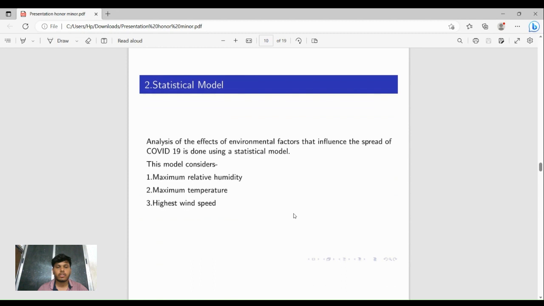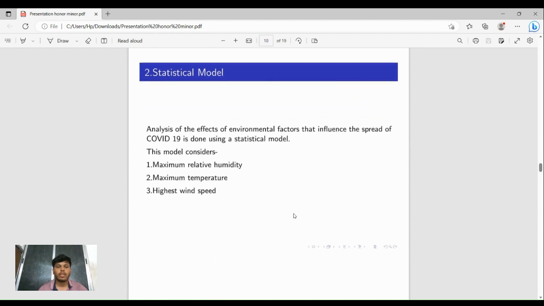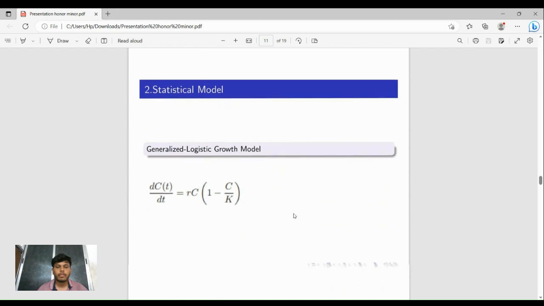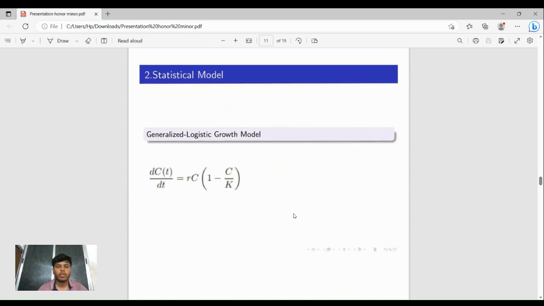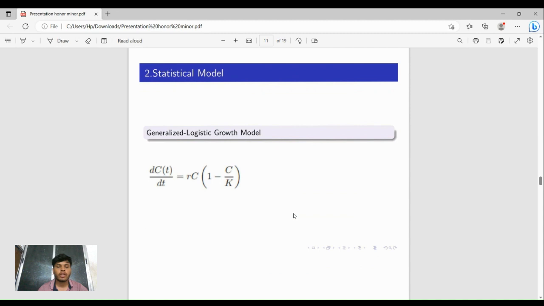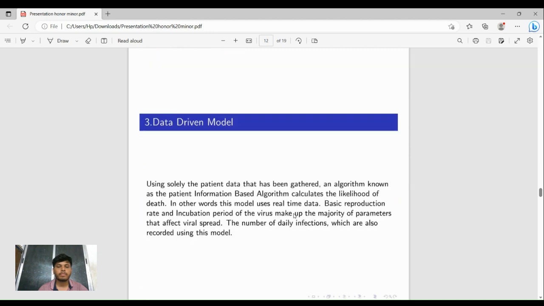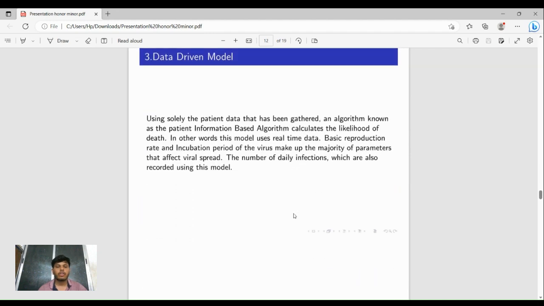Second, statistical models. Analysis of the effects of environmental factors that influence the spread of COVID-19 is done using a statistical model. This model considers maximum relative humidity, maximum temperature, and highest wind speed. The statistical model is the generalized logistic growth model, that is dC/dt of t is equal to rC(1 - C/K).